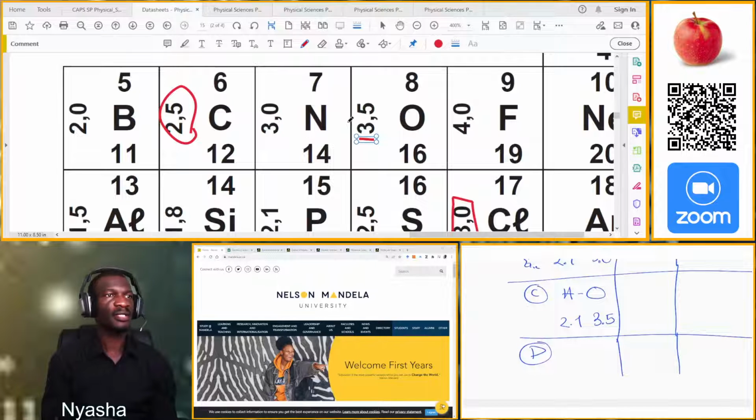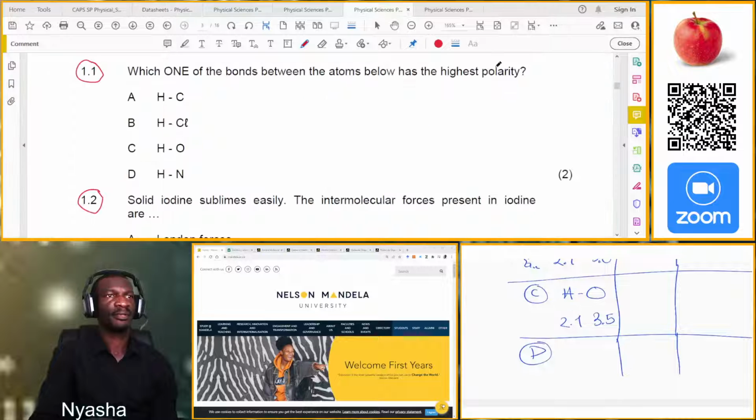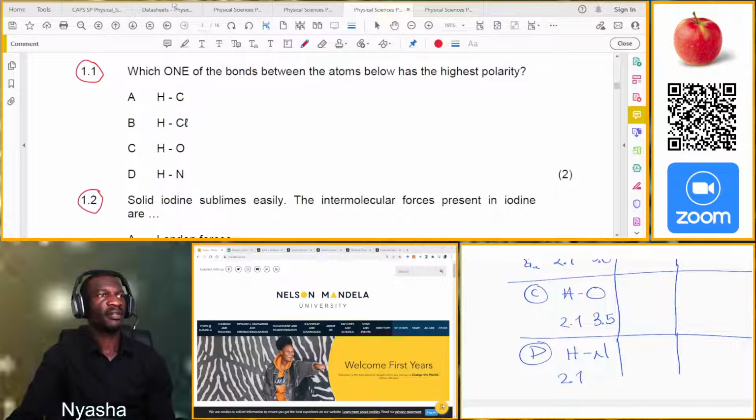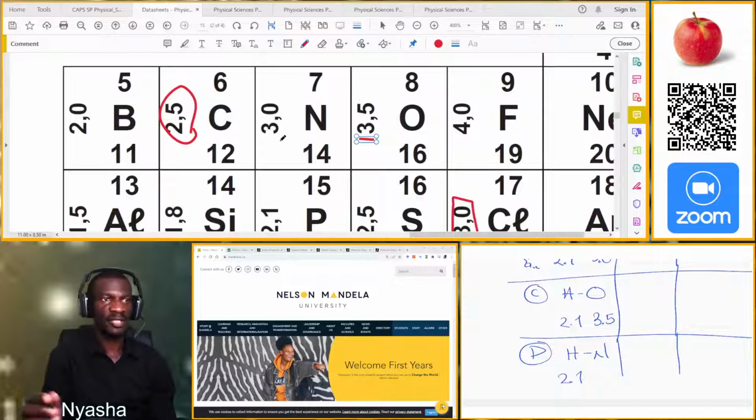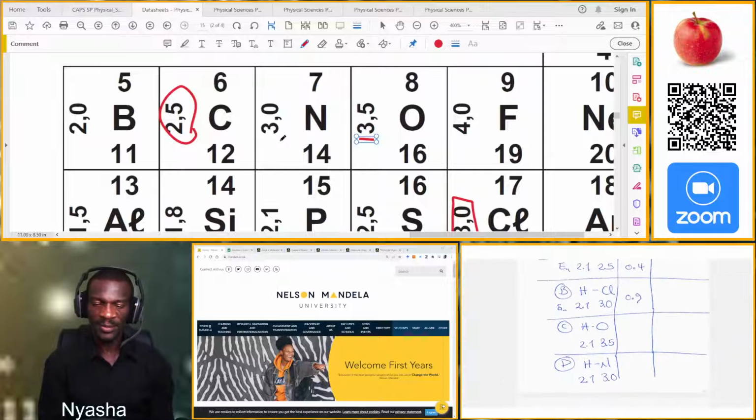The last one is HN. We still have a 2.1 there, and then we have a 3.5. Sorry, we need to look for nitrogen now, and it's a 3.0. So can you see a trend already? There's already a trend, but it will fail somewhere here, right?